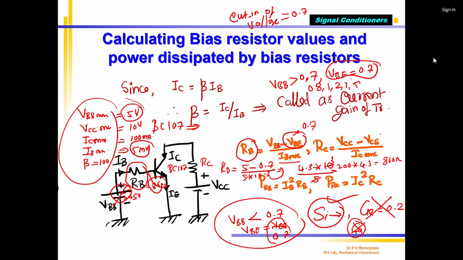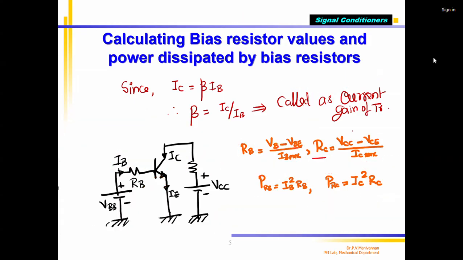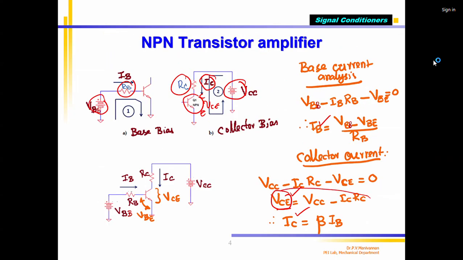Correct? Similarly, how will you find RC? The formula for this resistance value is given here. Let me clear it so you can see it clearly. RC equals VCC max minus VCE, divided by IC. I forgot to write that. What is the VCE value? Already we have the formula. Note down this formula, that's why I gave it. VCE equals VCC minus IC into RC. This is the formula.